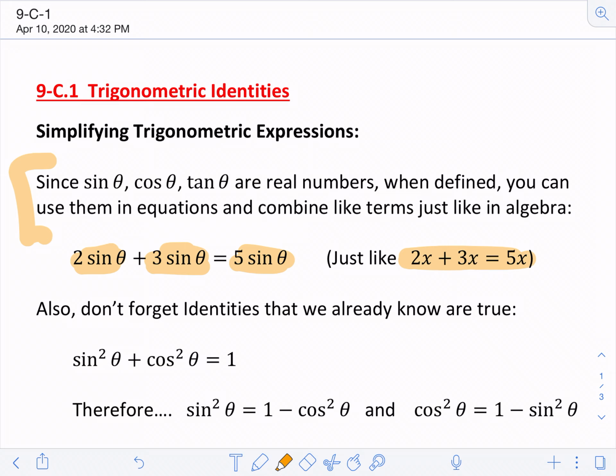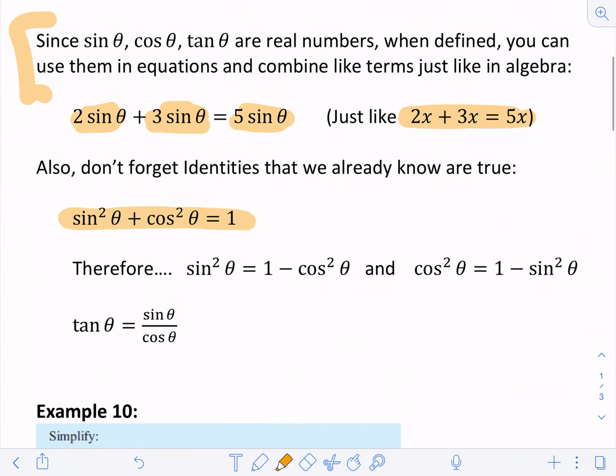And then some other identities we already know are true, right? Like sine squared theta plus cosine squared theta equals 1. That's based on the Pythagorean theorem, and we saw that when we started building our unit circle. So as a result of that, you then also know that sine squared theta could equal 1 minus cosine squared, and cosine squared equals 1 minus sine squared, right? That's just a different form. And then, of course, we always know that tangent of theta is equal to sine theta over cosine theta.